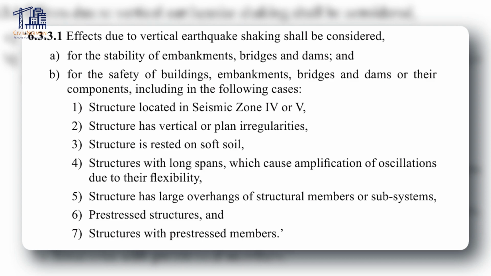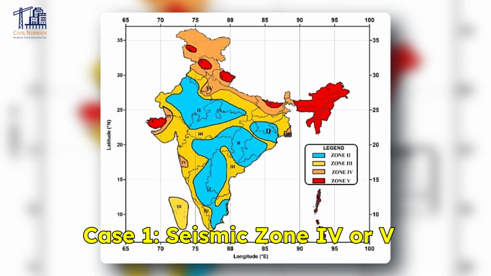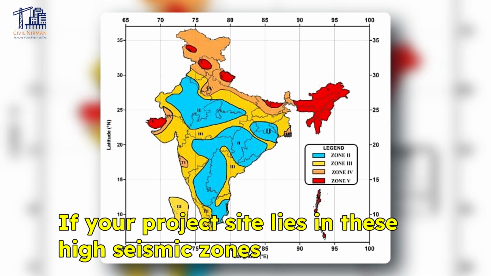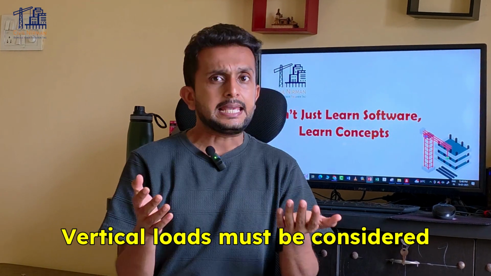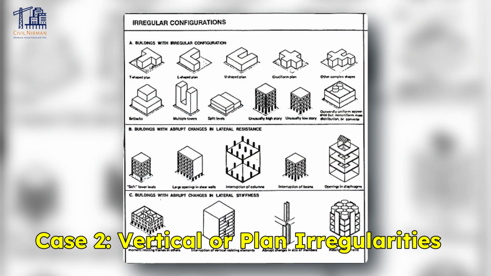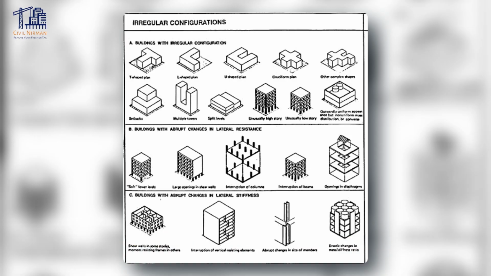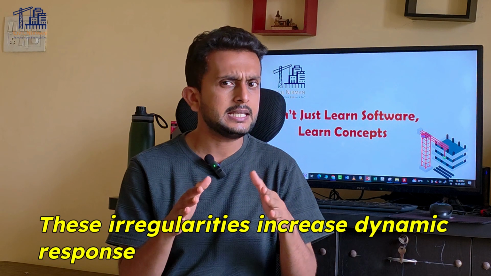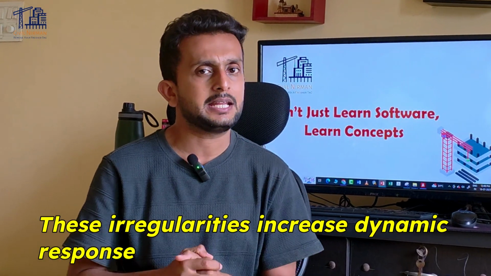So case 1 is the seismic zone 4 or 5. See, if your project site lies in these high seismic zones, vertical loads must be considered. Case number 2 is vertical or plan irregularities. Imagine a setback or floating column. See, these irregularities increase the dynamic response.